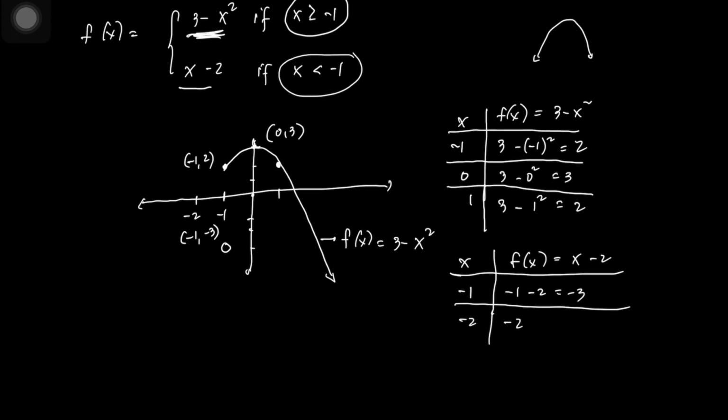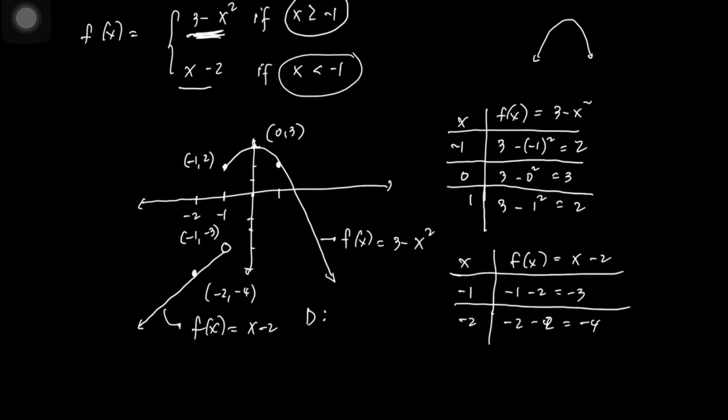Then try to use another value of x here, which is -2. When x is -2, that is -2 minus 2, that's -4. So this point here is -2, -4. Then connect the points. That is linear, so that's a straight line. So this function here is x minus 2.